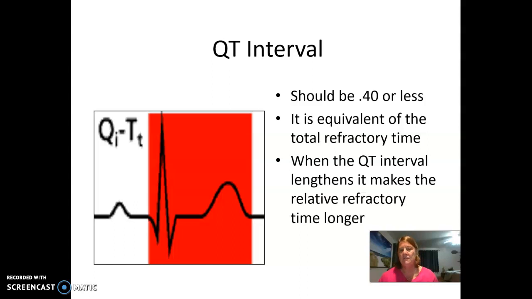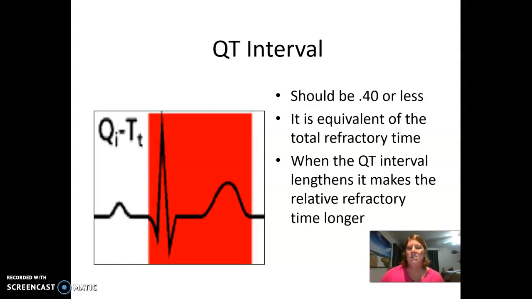So when the QT interval lengthens, it makes the relative refractory time longer, which can be potentially dangerous. And there's a lot of cardiac medications we give patients that can do this to a person. If I don't measure the PR interval, I may end up naming the rhythm wrong. If I don't measure the QRS interval, I may miss bundle branch blocks, which we'll talk about next week. QT interval, it's not going to make a difference on what I name the rhythm.